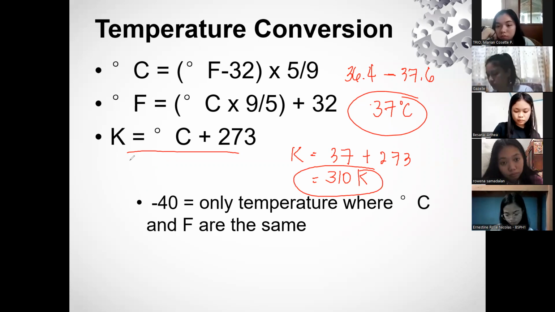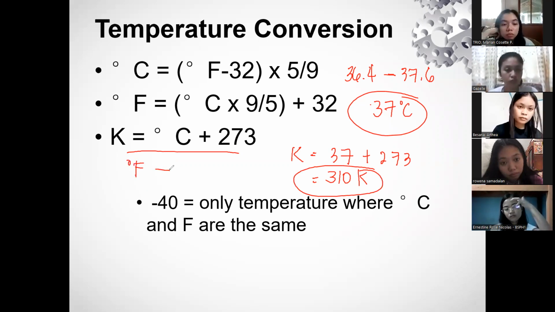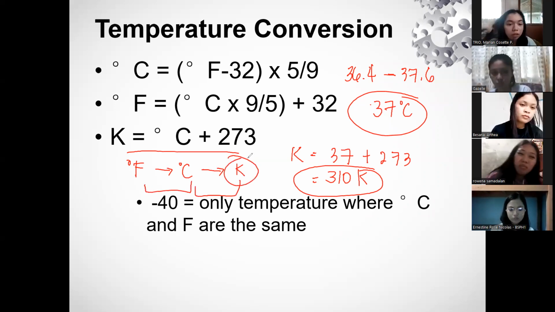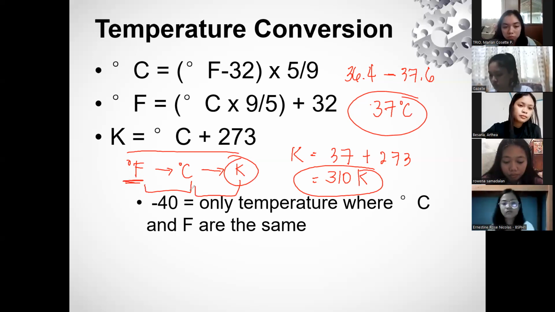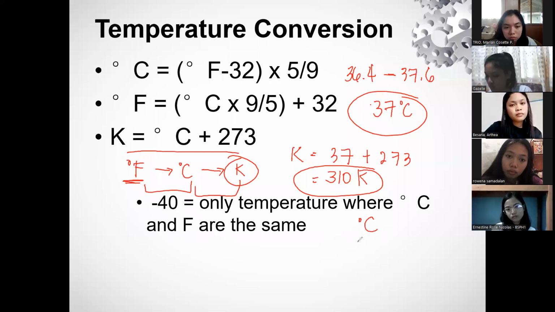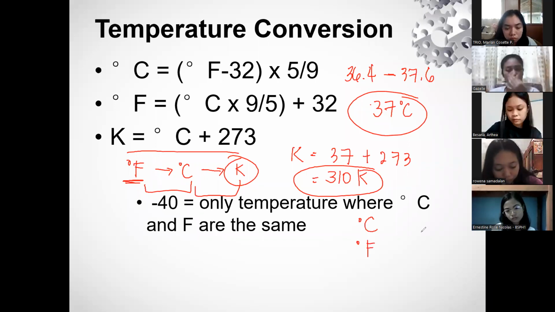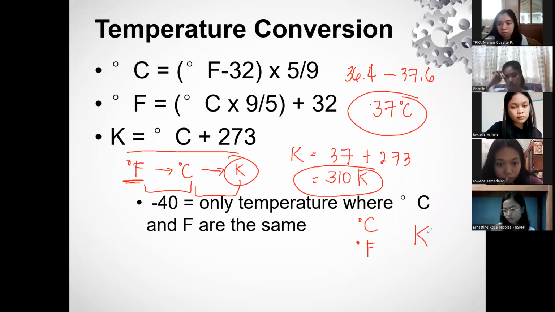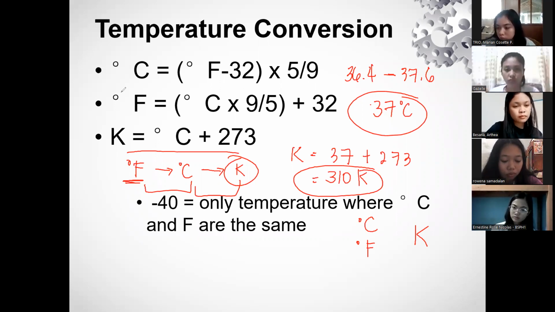pag-convert. Pero kung ang given class is degree Fahrenheit, so ang gagawin nyo, convert nyo muna siya to degrees Celsius before kayo makakapag-convert into Kelvin. So marami kayong dadaanan na computation before tayo makakuha ng Kelvin, if ever lang na Fahrenheit ang given. Okay? Hindi naman siya masyadong complicated. And by the way, do not forget, si Celsius and si Fahrenheit, may degrees yan sila. Pero si Kelvin, it's just Kelvin. Walang degree. Minsan mali ng student nilalagyan ng degrees ang Kelvin. Wala yan siyang degrees. Okay?